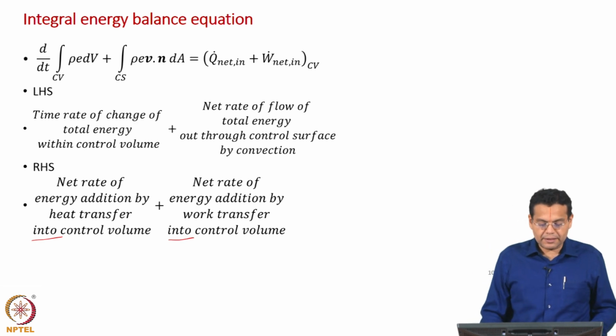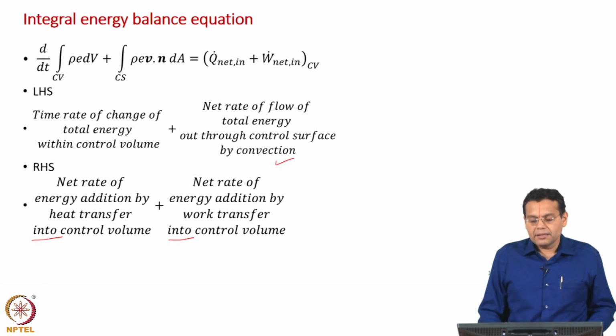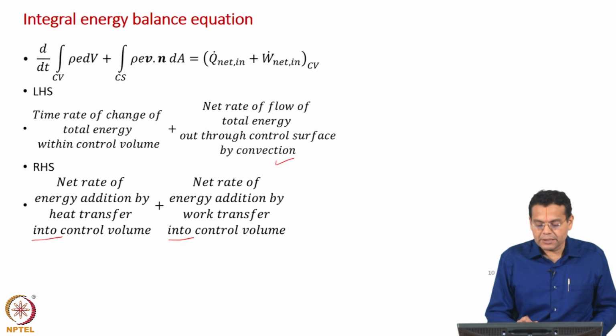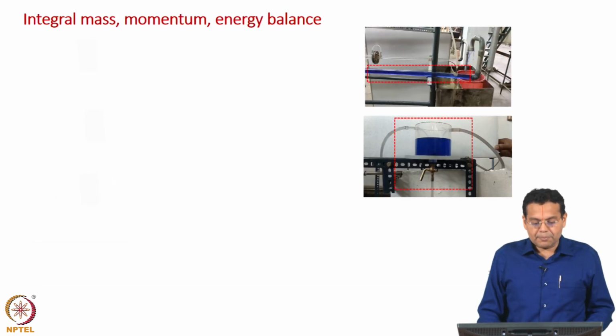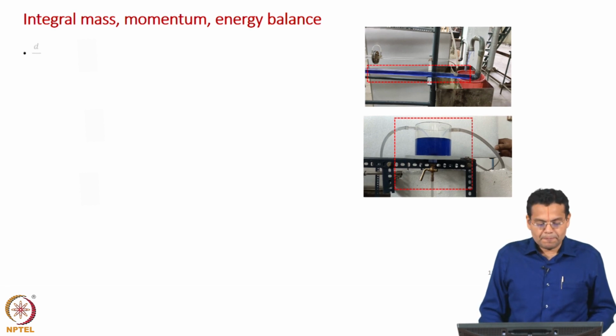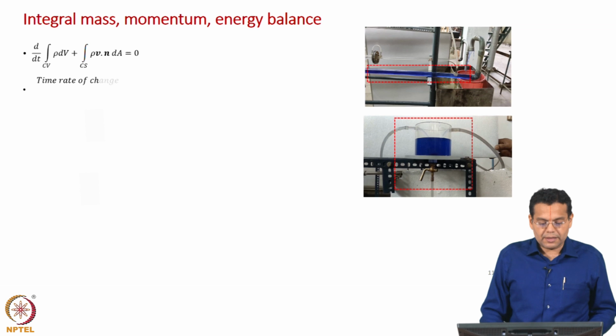And this term by convection has the same meaning as we have discussed earlier for total mass balance and momentum balance, but now the quantity of interest is total energy, or the property which we are focusing on in this balance equation is total energy. So let us have a comparison between all the integral balance equations which are discussed so far. That is the integral mass balance, and that is the significance.